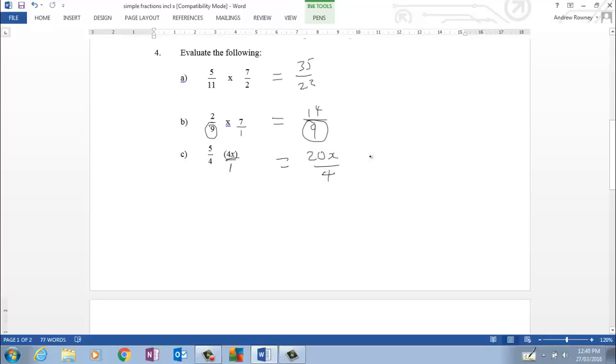Now you could cancel that down. Divide 20 by 4 and get 5, and divide 4 by 4 and get 1. So overall it's 5x. You could have jumped straight to that answer from the start, because you could have said, well, we'll cancel the 4s. You're really dividing top and bottom by 4 and end up with 5x.